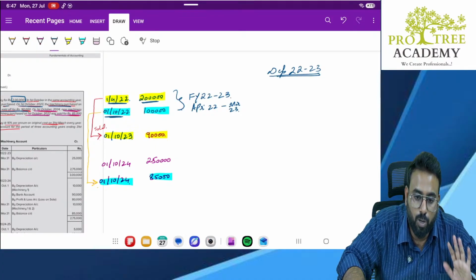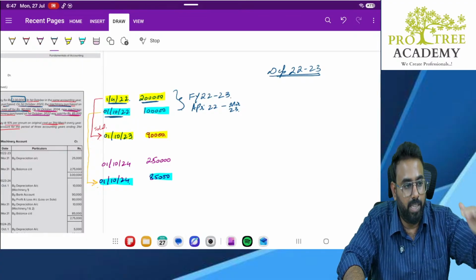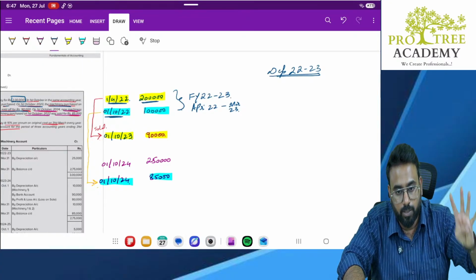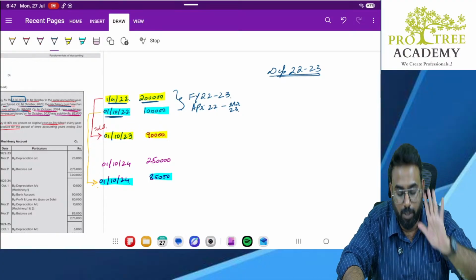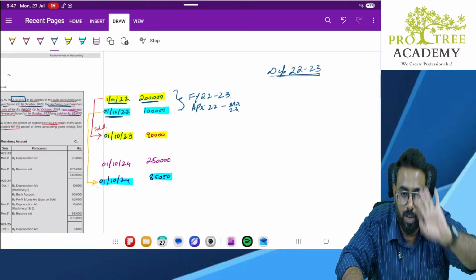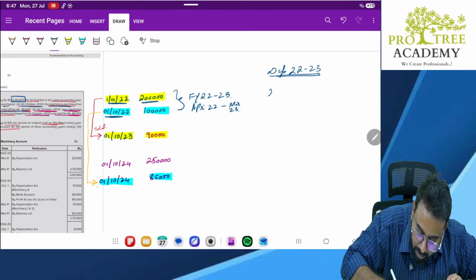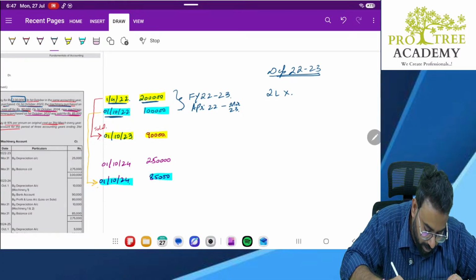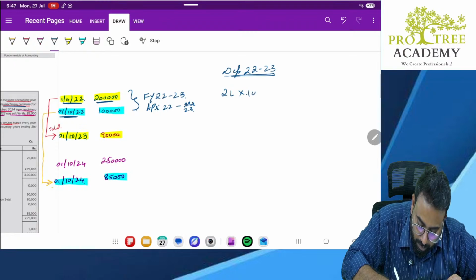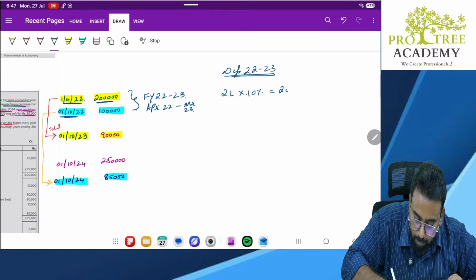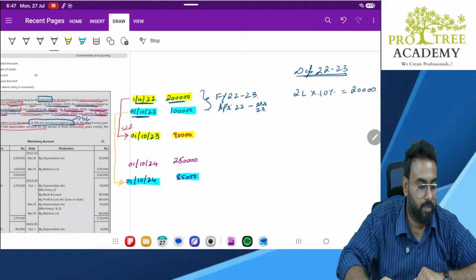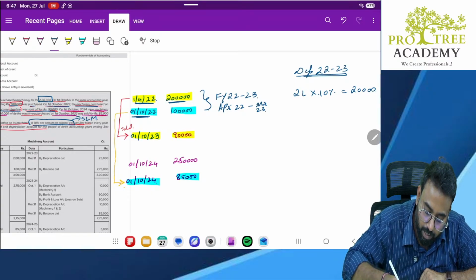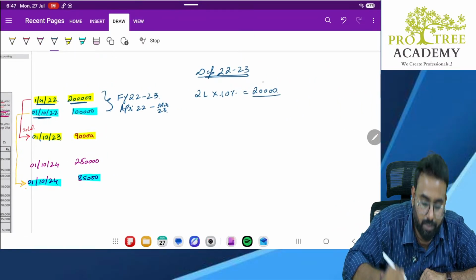Am I right? Yes or no? Yes, because it was purchased on 1st April. That means April, May, June, July, August, September, October, November, December, January, February, March. So 12 months we have used the machinery. So how do you calculate depreciation? 2 lakh rupees into what is the rate of depreciation? 10%. It is following the SLM method, correct or no? Because they have hinted you like this, 10% per annum on original cost. So this means SLM. Okay? Now 20,000 is the depreciation.